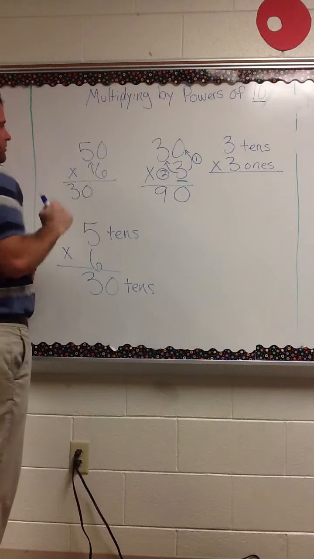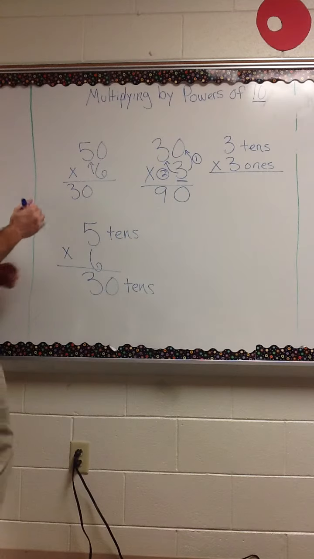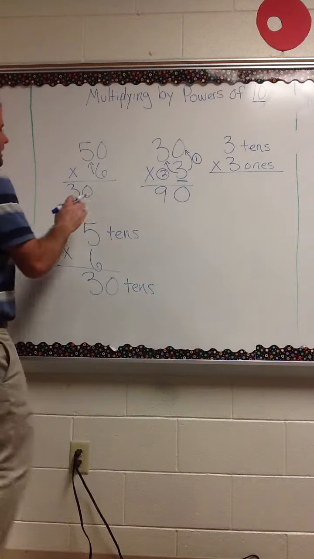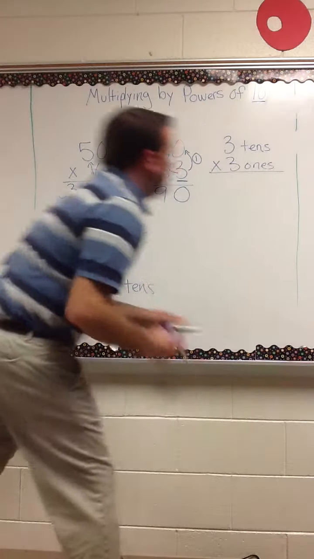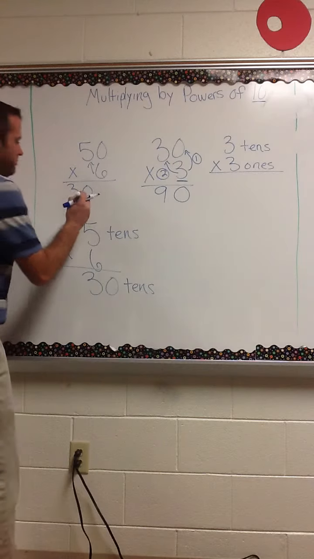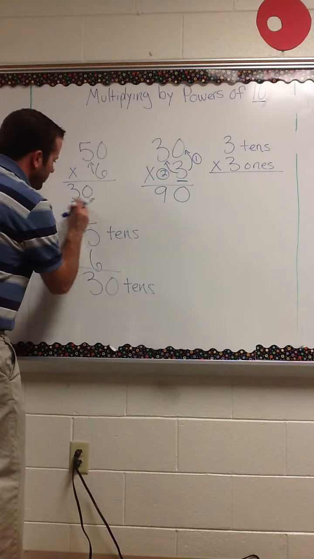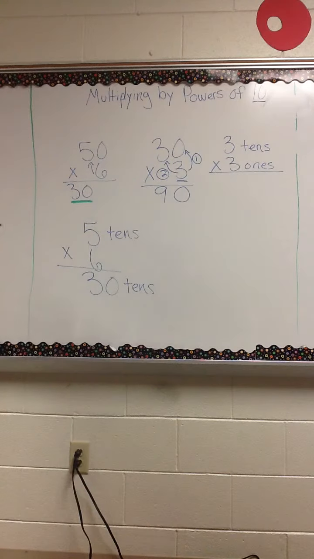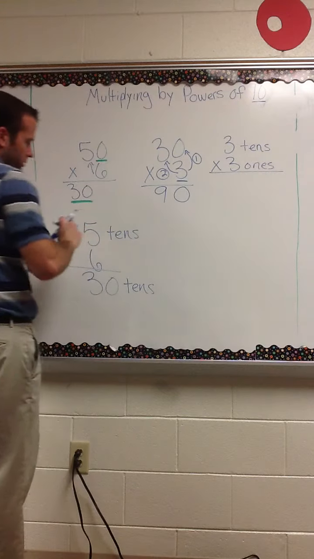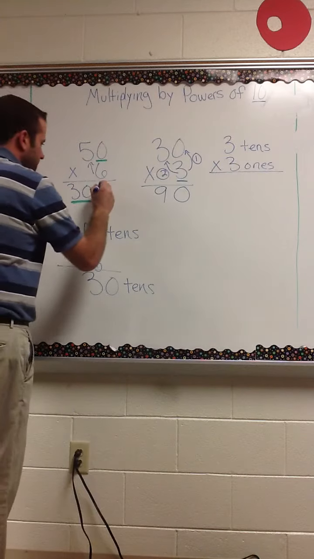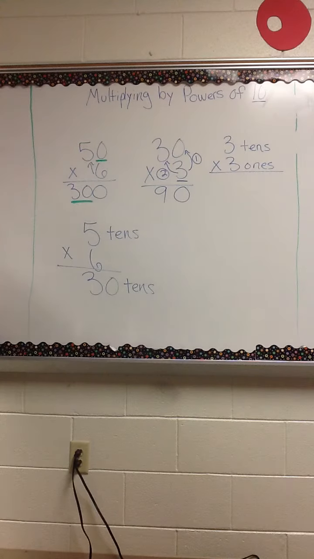5 tens times 6 ones is 30 tens. And the way that I take care of that up here is that after I have done my multiplication, and this part of my product is a result of multiplying 5 times 6, I now go back up and add any additional zeros that are in my problem. So, come here, add an extra 0, and I get 300.